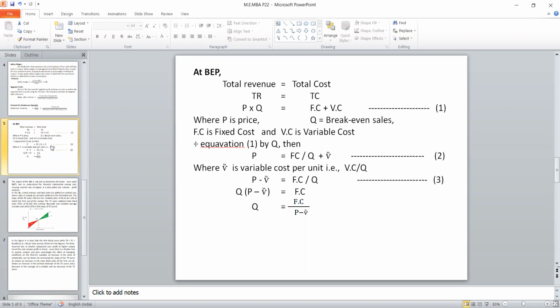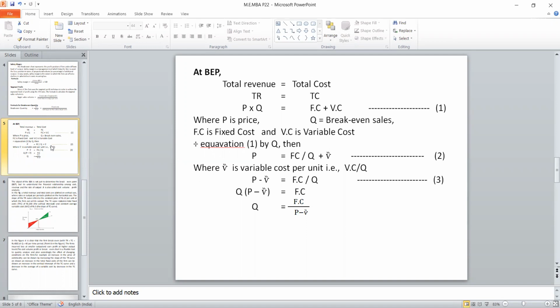Okay. Then in that second equation, we move that V bar from the right hand side to the left hand side. The plus symbol, when we move to the left hand side, becomes minus. P minus V bar equals FC divided by Q. Am I right? Now just multiply with Q again. So Q into P minus V bar equals, on this side, Q gets cancelled, FC. So keep the Q as it is and take P minus V bar to the right hand side. Q equals FC divided by P minus V bar.